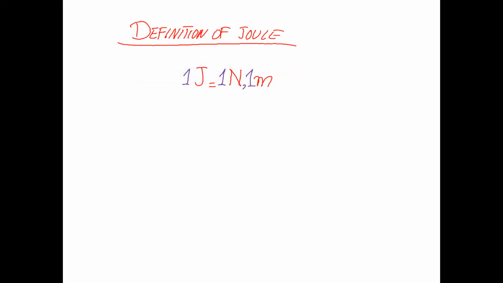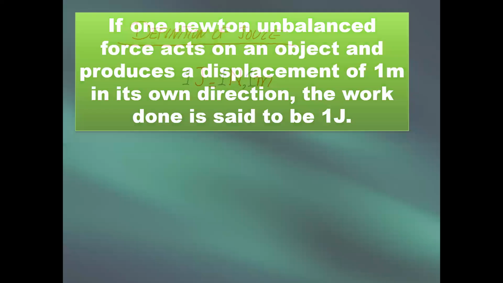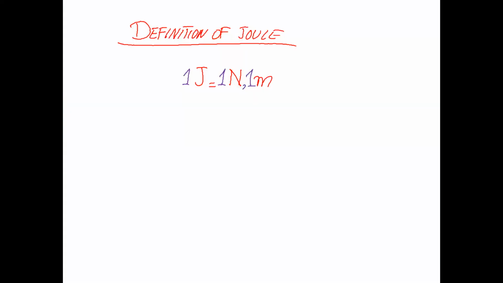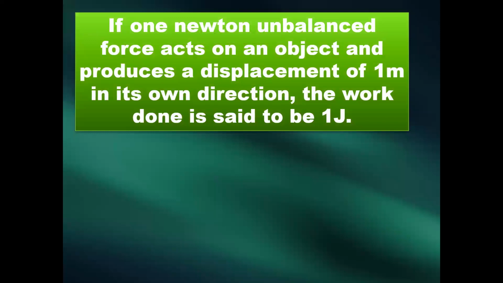Now, how can we define joule? In physics, if you want to define a unit, the method is very simple. Just put 1 with every variable, like joule is 1, Newton is 1, and meter is 1. And then you make a definition. If 1 Newton, when an unbalanced force acts on an object and produces a displacement of 1 meter in its own direction, the work done is said to be 1 joule.